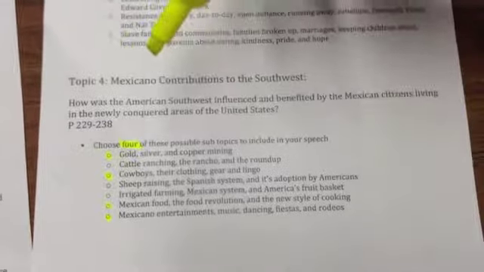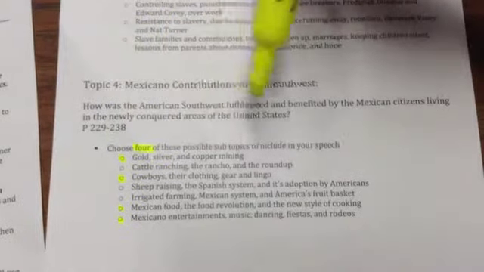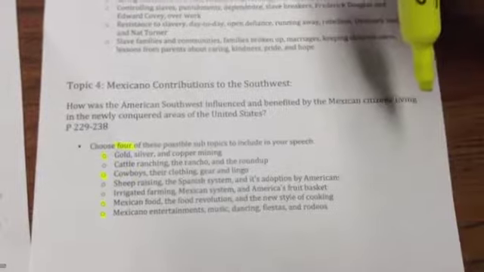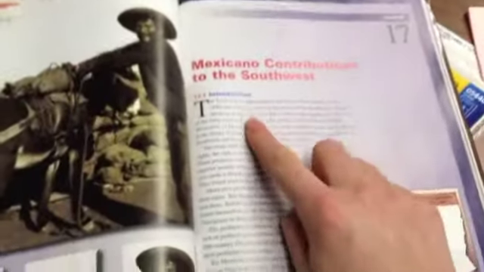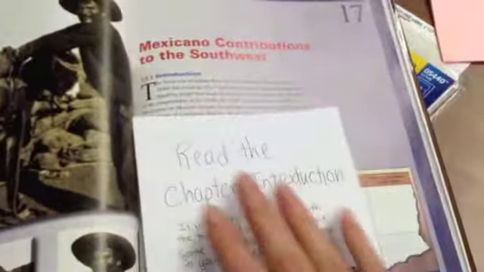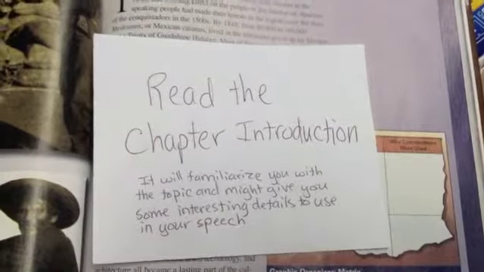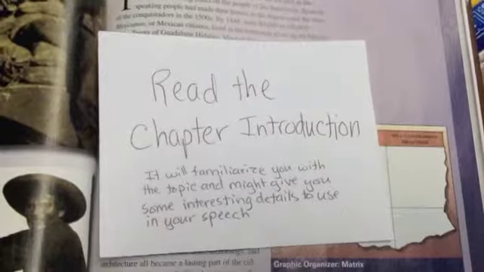So a question is listed up here. How was the American Southwest influenced and benefited by the Mexican citizens living in the newly conquered areas of the United States? And in order to figure that out, I've got to go look at the book. And so in the book, there's an introduction. I highly suggest that you read the chapter introduction. It will familiarize you with the topic, and it might give you some interesting details to use in your speech.